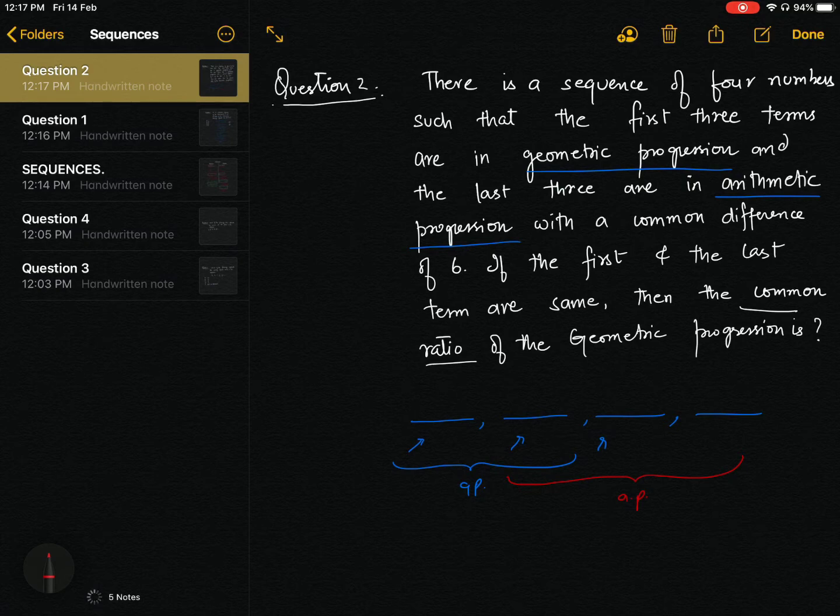So the first term of the arithmetic sequence, which is this, can be assumed as some variable, say a, which makes the next term a plus 6 because there is a common difference of 6. And then the last term will hence become a plus 12 because I have to add 6 more to the previous term. But then they are saying that the last and the first term are same. So I can safely say that the first term is also a plus 12.